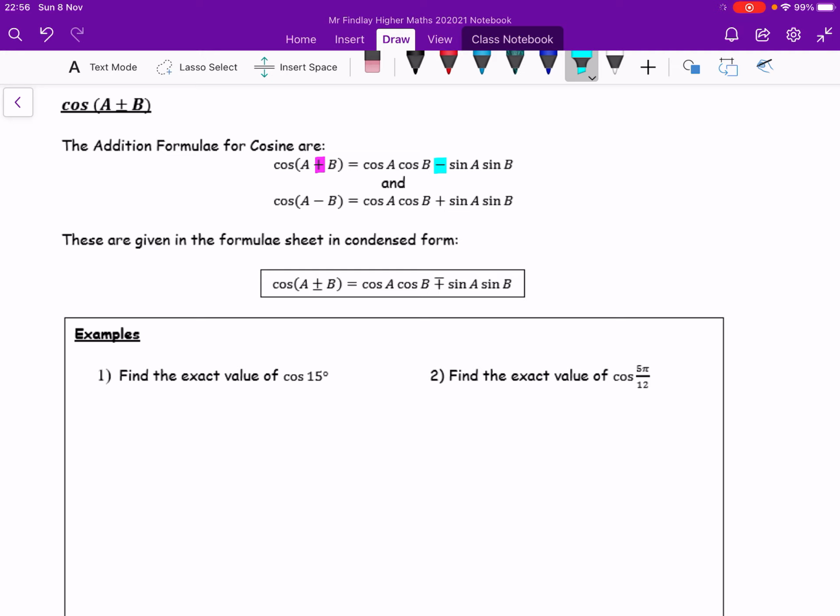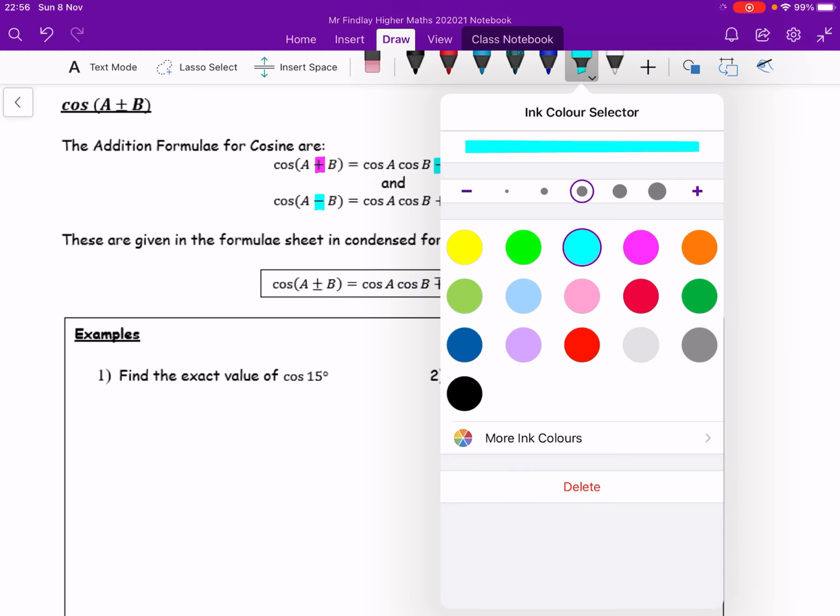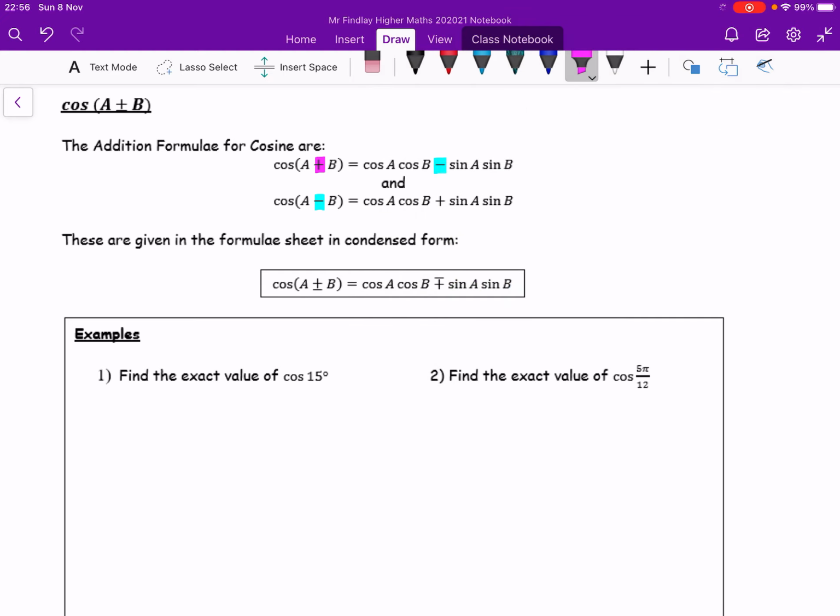And cos of A minus B gives us our expansion of plus. Okay, so something to really look out for, and just make sure we're consistent when we're using our expansions. And again, in our formula sheet, we have plus or minus. However, we have minus plus when we write the expansion out.